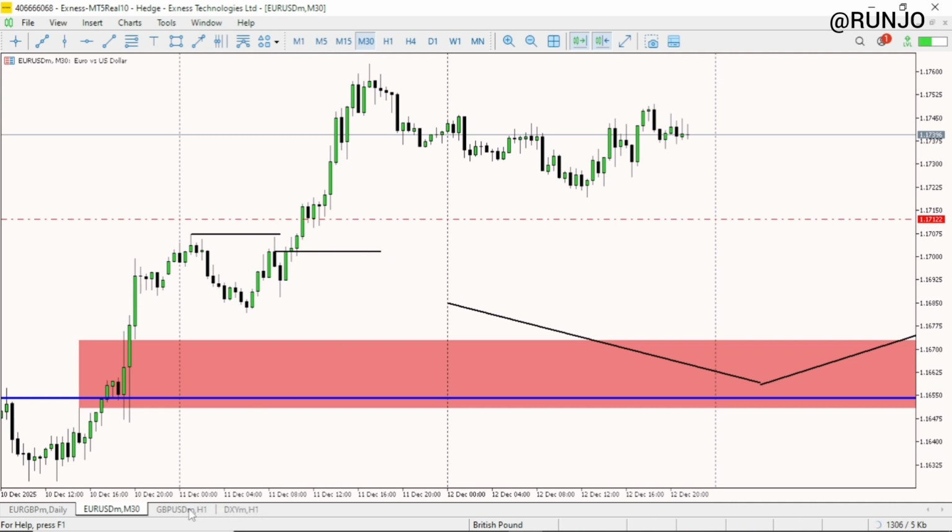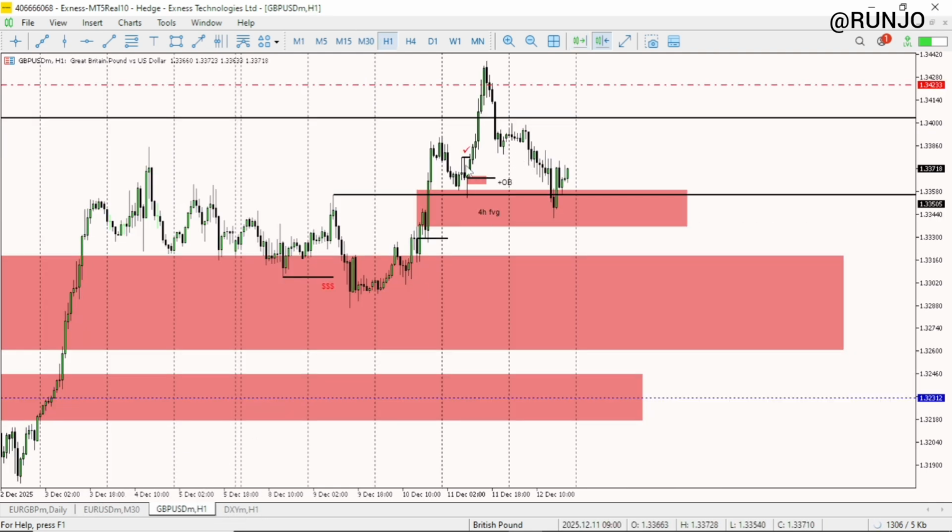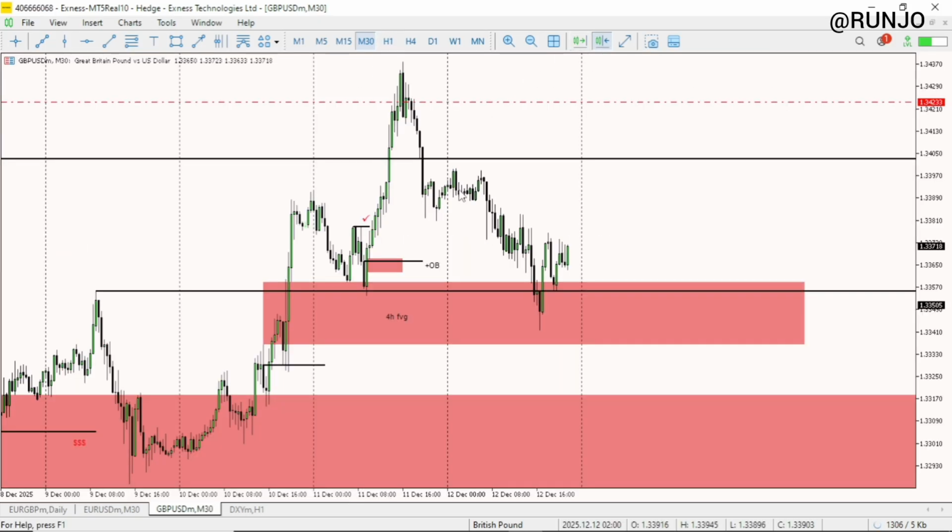The same in GBP USD. I was still looking for a long on Thursday. You can see I was looking for the market to retrace down to this level, but the market just continued pushing higher. So I didn't take any trade on Thursday. The same on Friday. I couldn't see anything. I was looking for lower prices, but according to how the market was, I didn't see anything, so I didn't take a trade on Friday.